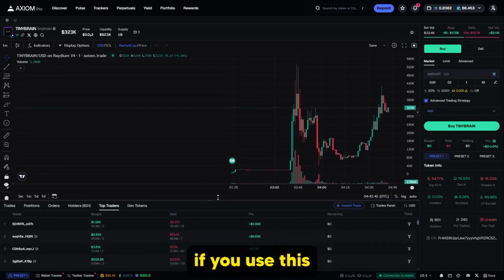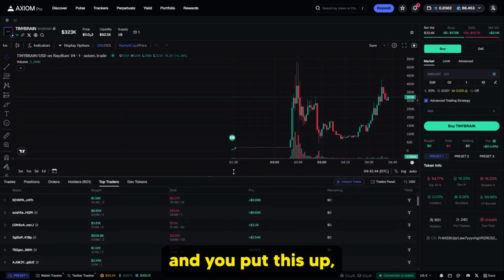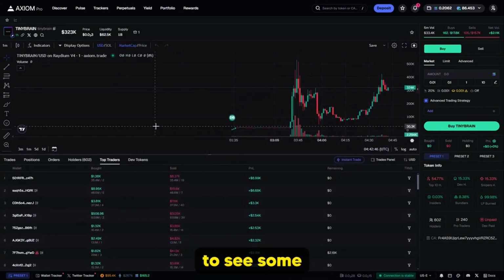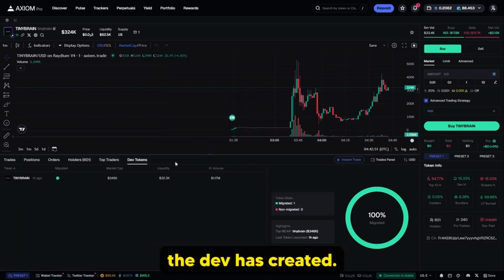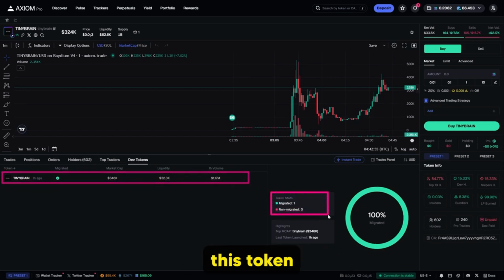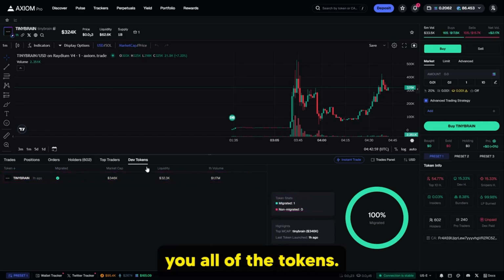So of course, as well, if you use this and you put this up, you're also going to be able to see some traditional information. So for example, you're going to be able to see what other coins the dev has created. You can see right here, this is the only token he's created. He has created this token and it has migrated, and it basically shows you all of the tokens.